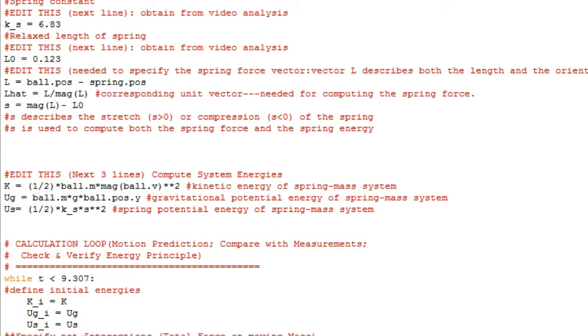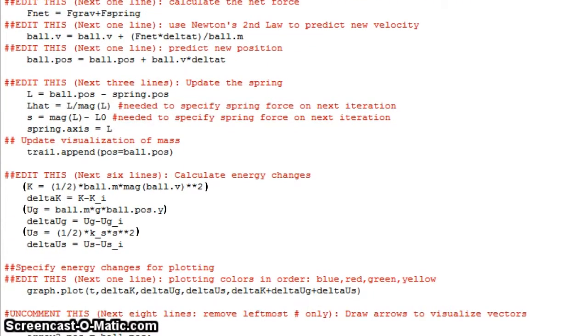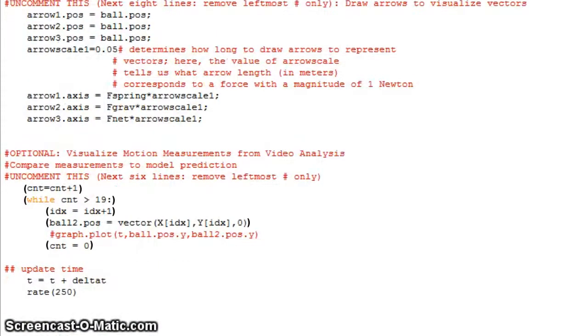Here you can see the formulas for calculating the kinetic energy, gravitational potential energy, and spring potential energy. We will use these as the initial energies of our system. Here, we calculate the gravitational force and the spring force, and set the net force equal to their sum. Once again, we calculate the spring stretch. Here, we calculate the final kinetic and potential energies of our system, and subtract the initial from them to find the energy change for each time step. These lines take the data we extracted from the observation to compare the position of the model to the position of the observation.